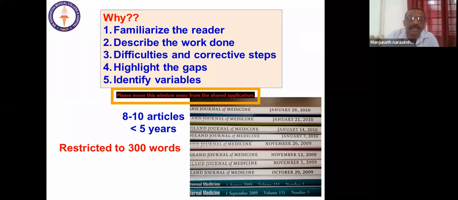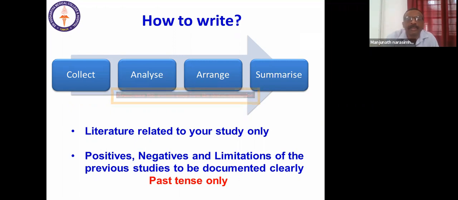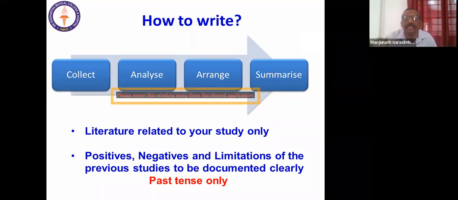Not many studies have been conducted. And whenever you are writing the review of literature, you see that your words are restricted to 300 word count only. Now, how to write this review of literature? Because this is the area which we find many times that whatever is there in the article, they directly copy and paste it. So review of literature should always be written in your own words and it has to be written in past tense only.